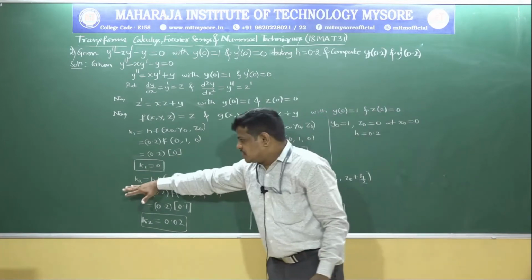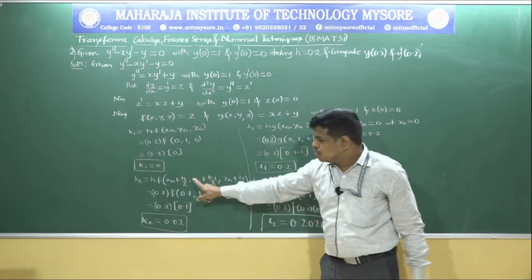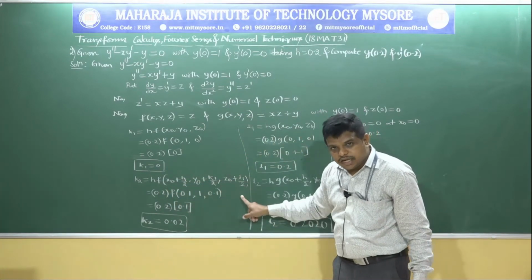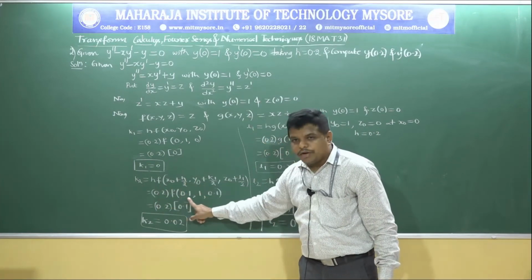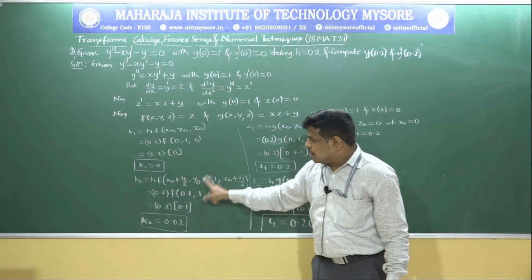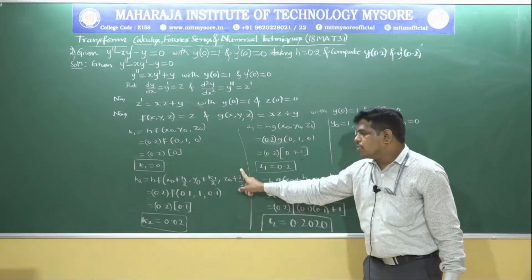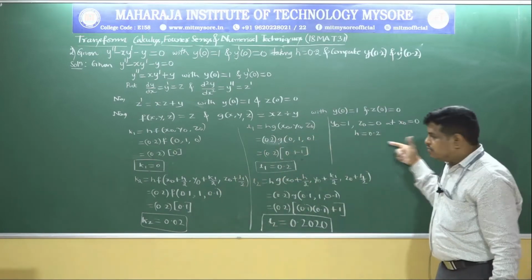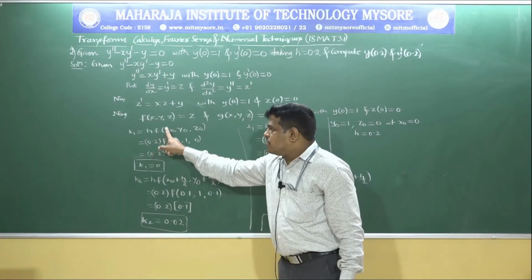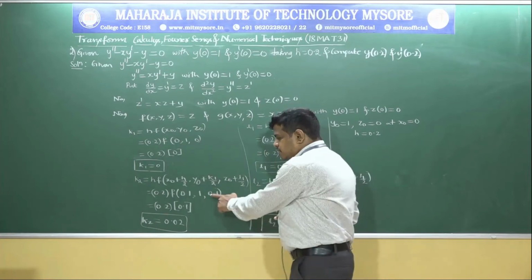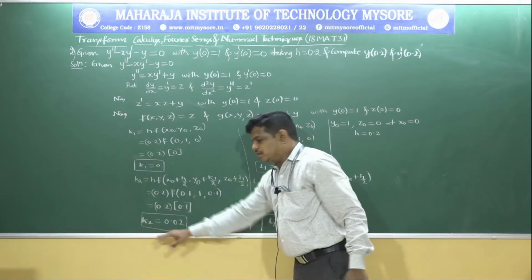Next, after L1, now we shall find K2. K2 is given by h into f of x naught plus h by 2, y naught plus k1 by 2, z naught plus L1 by 2. Next, h is 0.2, x naught plus h by 2, we end up with 0.1. Next, y naught plus k1 by 2, y naught is 1, k1 is 0, we get 1. Z naught plus L1 by 2, z naught is 0, L1 is 0.2, 0.2 by 2, we get 0.1. Since f of x comma y comma z is z, here z value is 0.1. 0.2 into 0.1, you get 0.02. This is the value of K2.